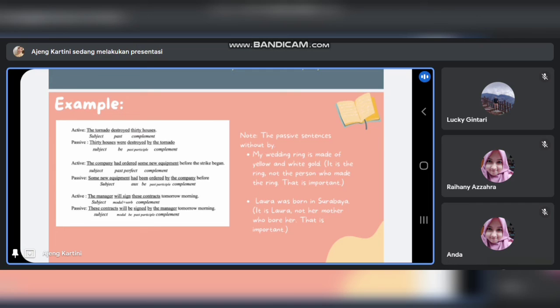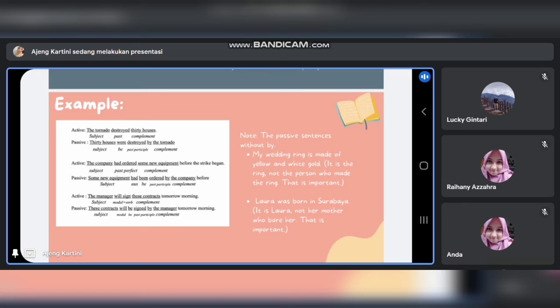And the next example is in the active sentence, the company had ordered some new equipment before the strike began. And in the passive sentence, some new equipment had been ordered by the company before the strike began. And the next example is when we use a modal and verb. The manager will sign this contract tomorrow morning. In the passive sentence, this contract will be signed by the manager tomorrow morning. Note the passive sentence without by.